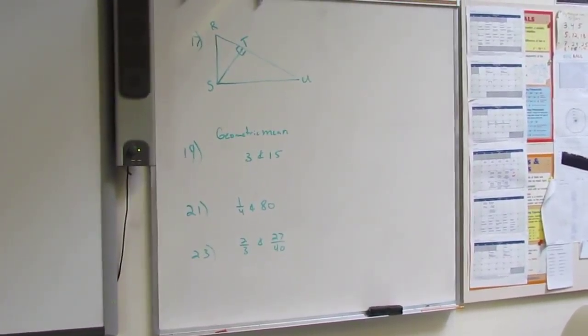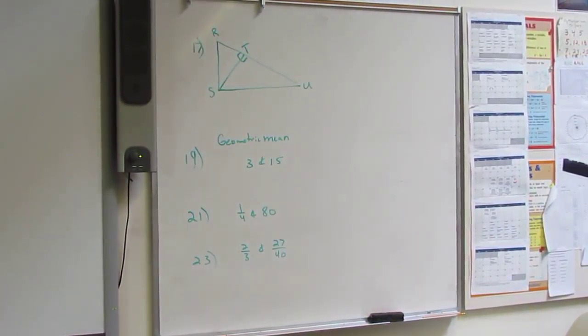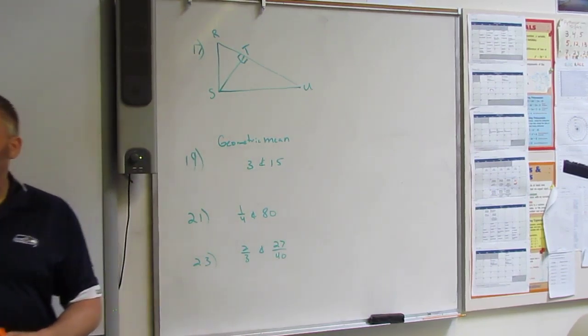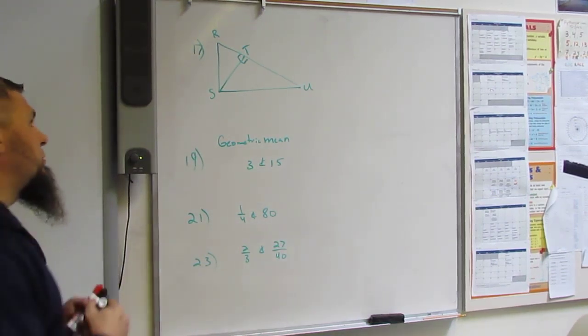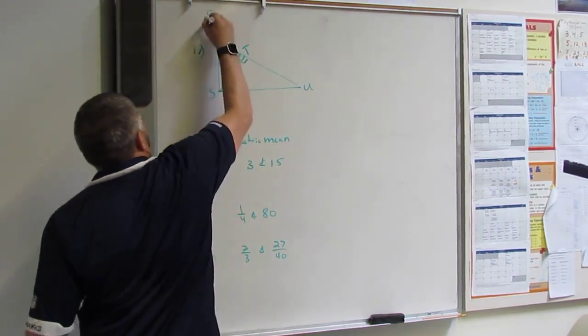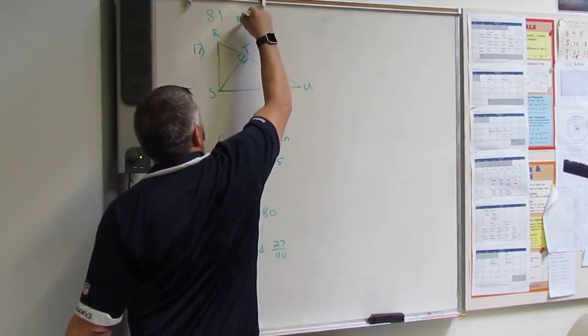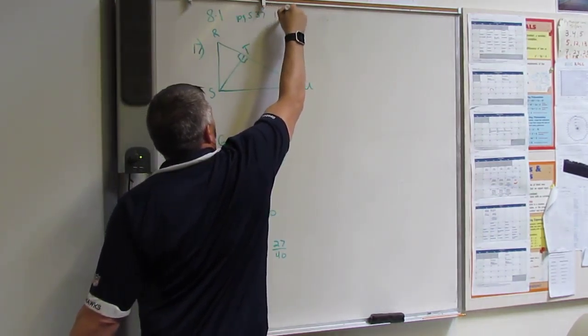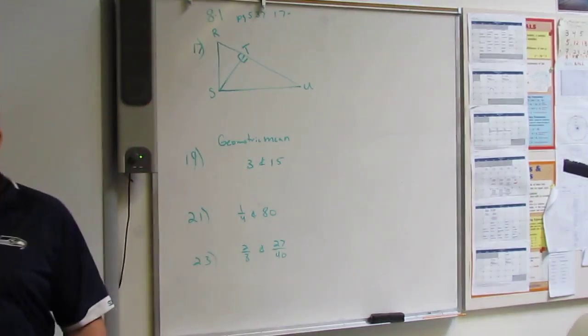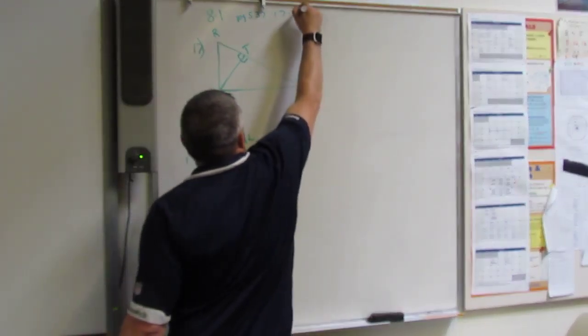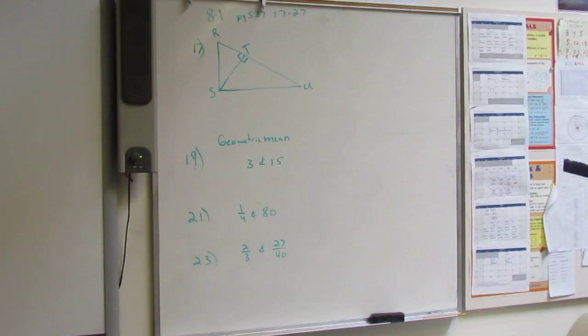All right, we need to write this. This is 8-1, page 537, and we're going to do 17 through 27. Starting with 17, we need to come up with the three similar triangles.